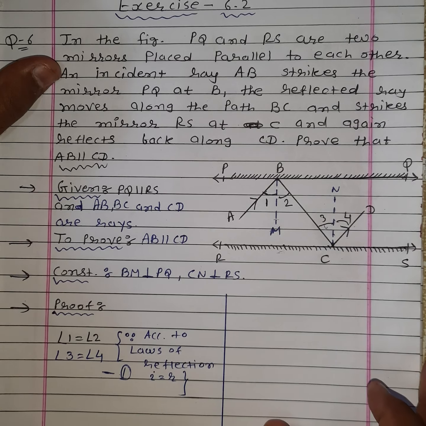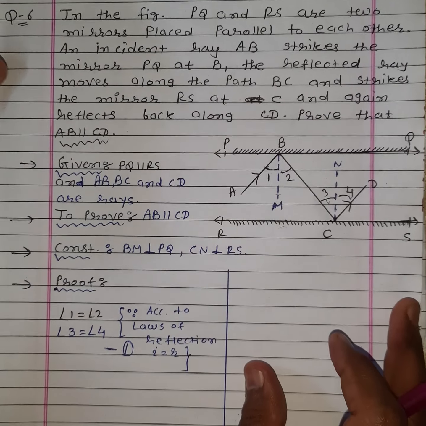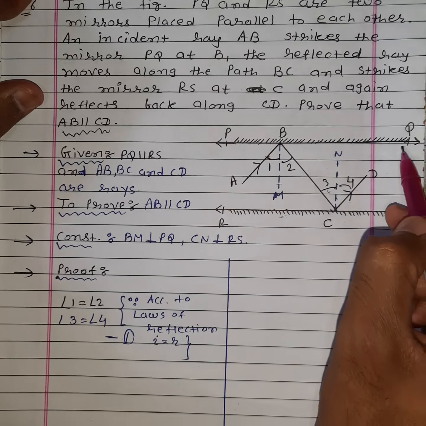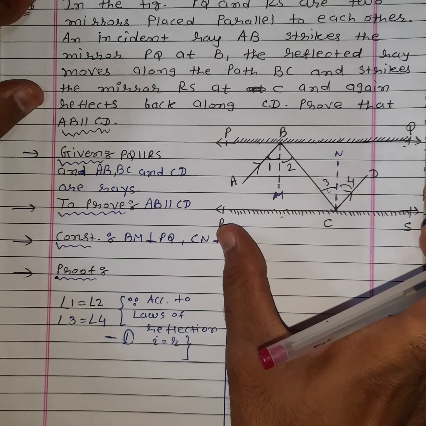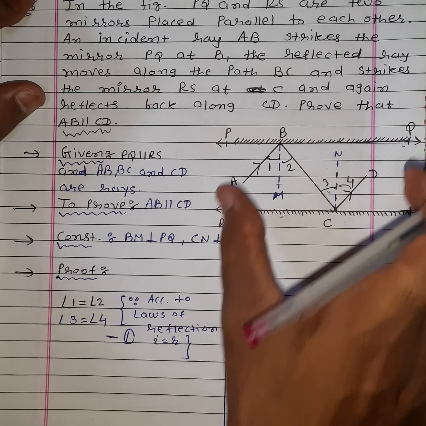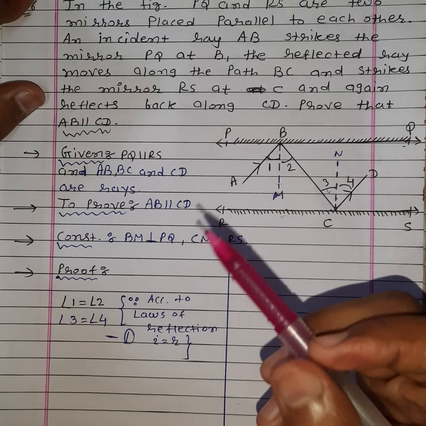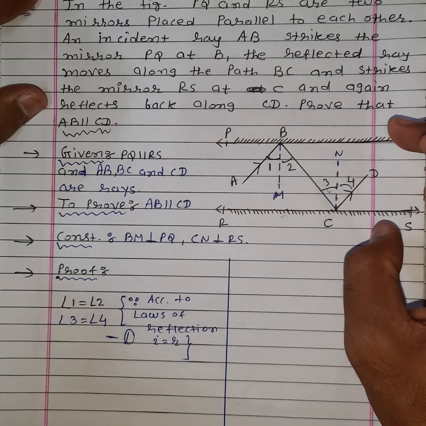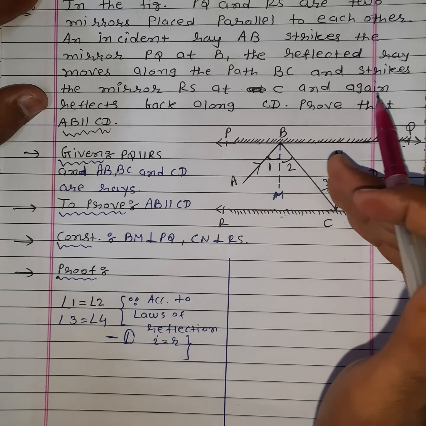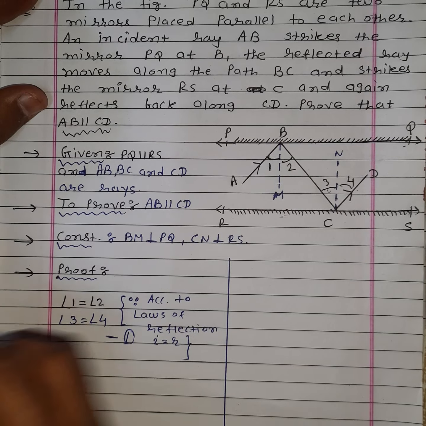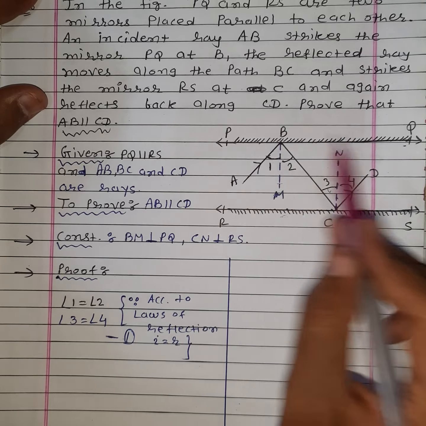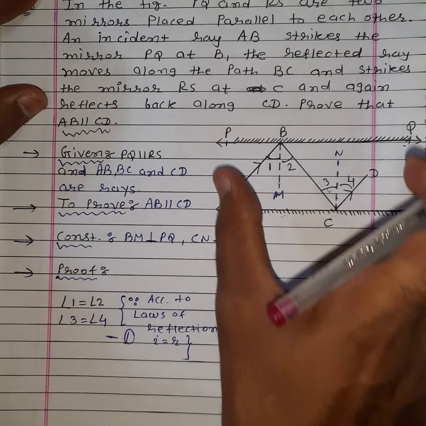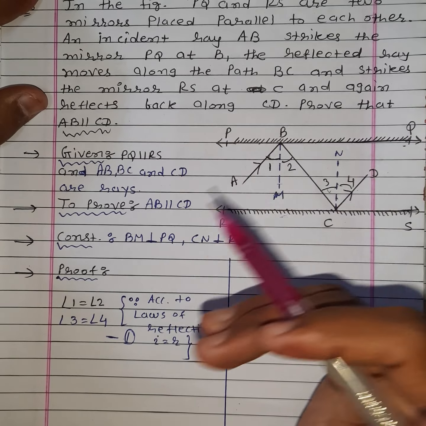Now students, one thing we have to understand here: we have drawn BM perpendicular to PQ and CN perpendicular to RS, and PQ and RS are already parallel to each other. So when we draw perpendiculars on parallel lines, they are also parallel to each other. मतलब कि BM जो है वो PQ के परपेंडिकुलर हमने ड्रॉ किया, और CN इज परपेंडिकुलर टू RS, और PQ एंड RS दोनों एक दूसरे के पैरेलल थी.